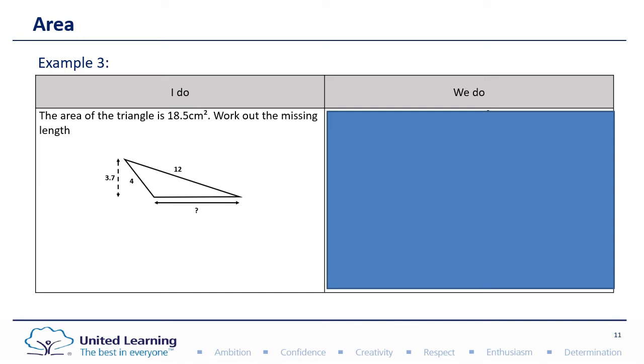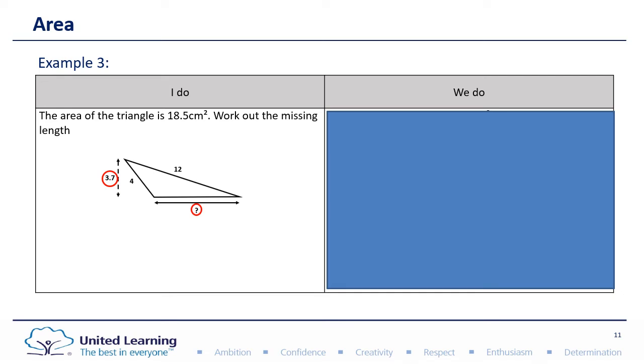Example 3. The area of the triangle is 18.5 centimeters squared. Work out the missing length. We're given a couple of different lengths of this triangle, but we only really need two of them, the base and the perpendicular height. Looking at the diagram, it's pretty clear which ones they are. They must be the missing length and 3.7.